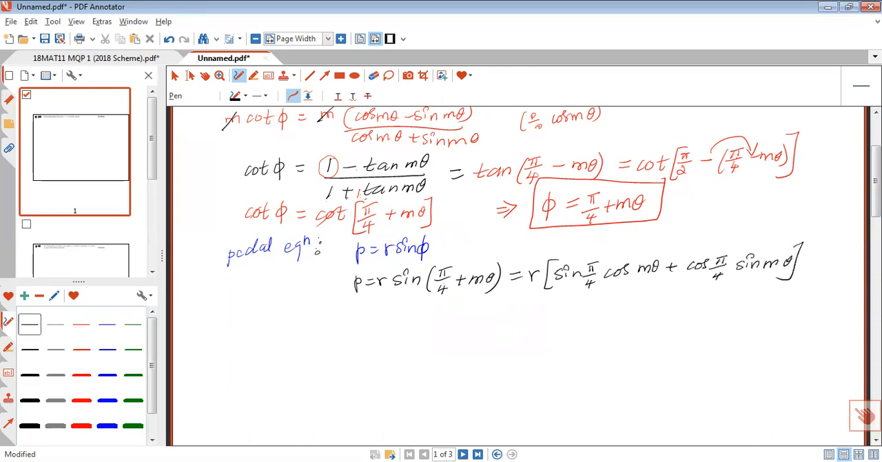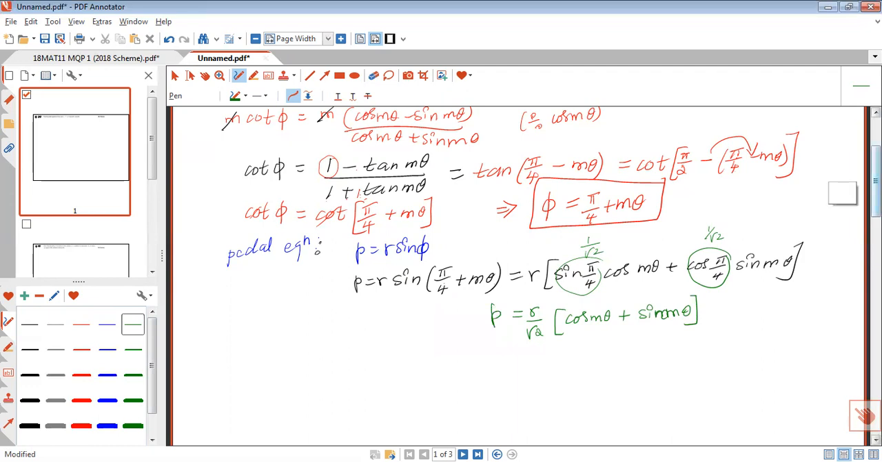The value of sin pi by 4 is 1 by root 2, and also cos pi by 4, cos 45 degree is also 1 by root 2. That term is common, so I will take 1 by root 2 outside. Remaining is cos m theta plus sin m theta. That's the value of p.